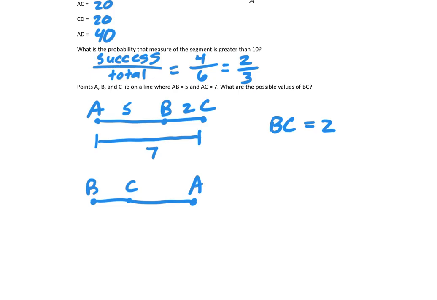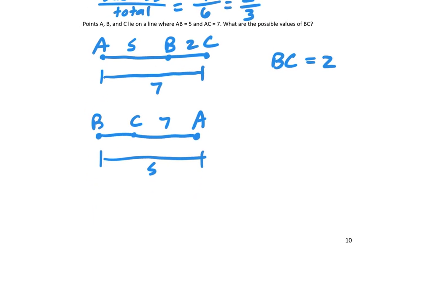AB is 5. AC is 7. Does that work? If the whole thing is 5, can AC be 7? No. Okay. So you're right, C could be in the middle, but as we look at the actual lengths, that wouldn't make sense, right? So that is one way you could look at it. That's a good thought. But number-wise, that doesn't match, right? Doesn't work. So what else could be in the middle?